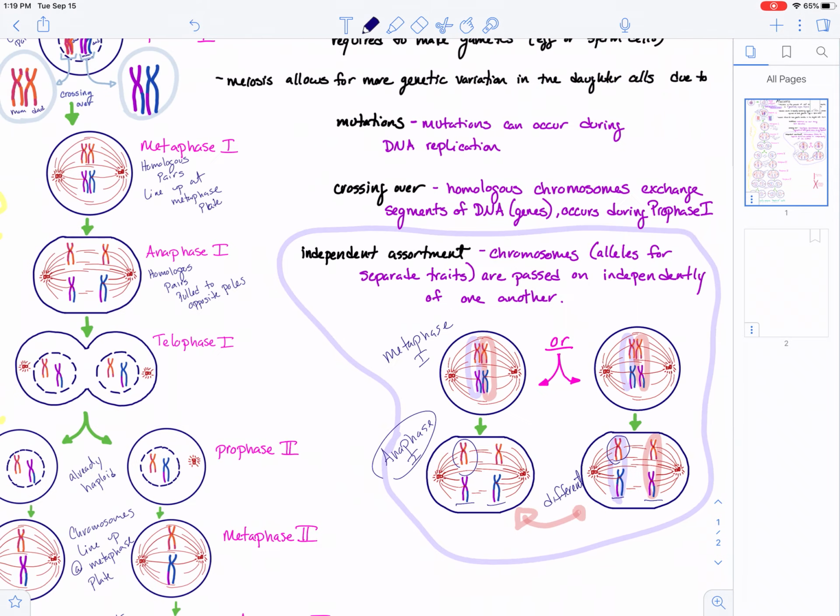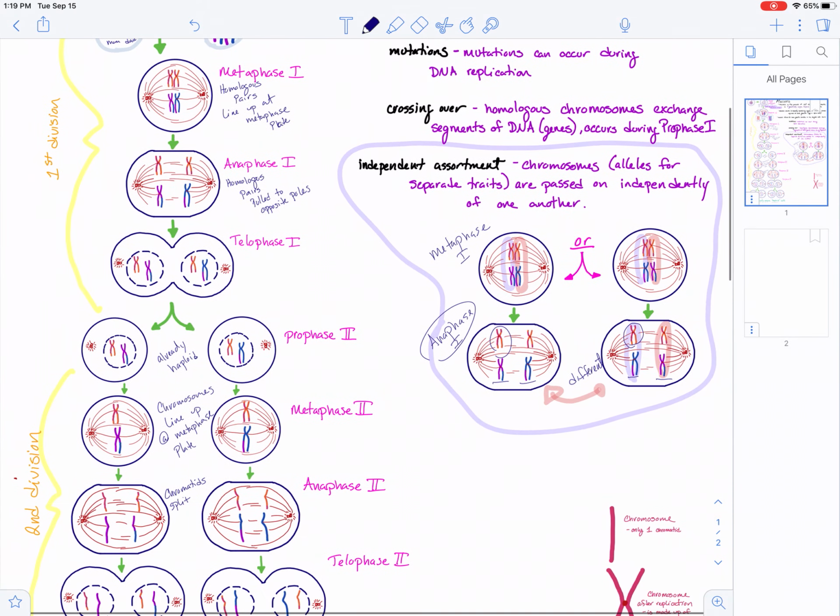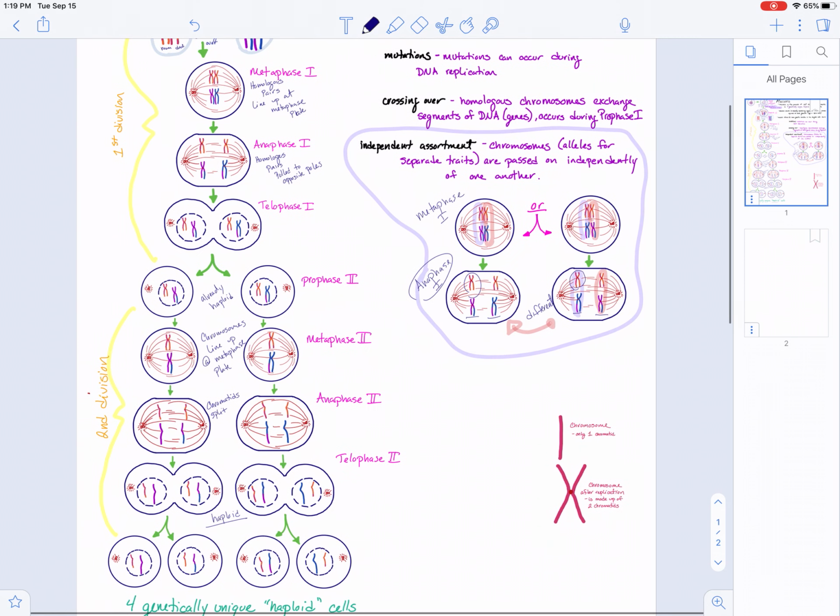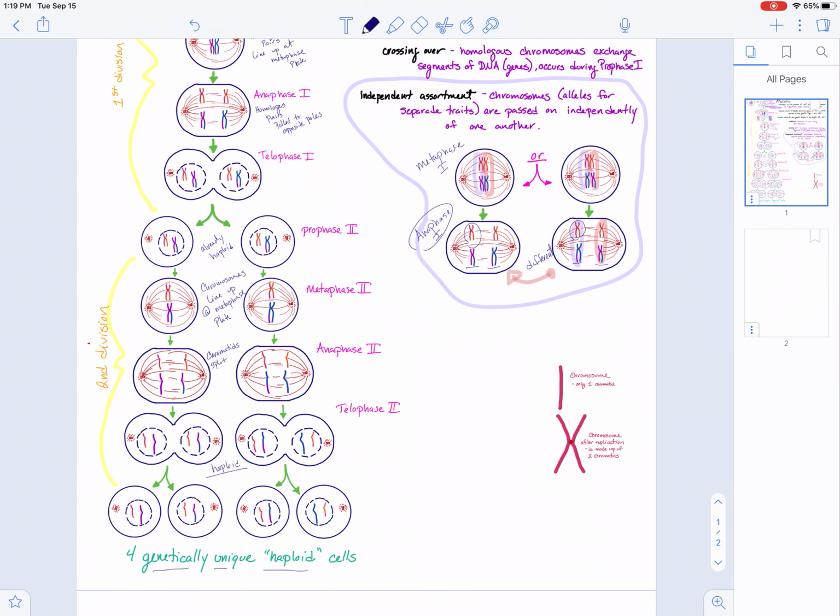So we'll talk more about this during class, but I just wanted to give you a brief set of notes on how meiosis works.